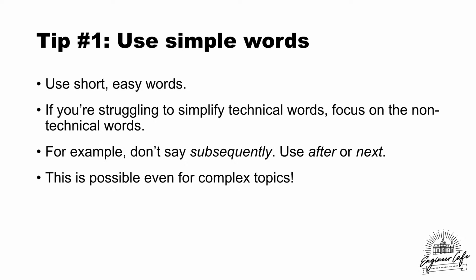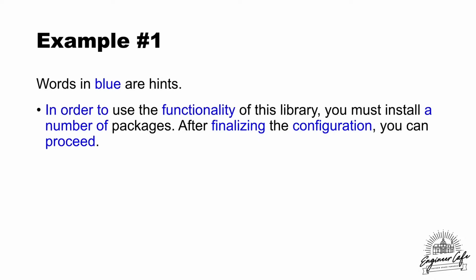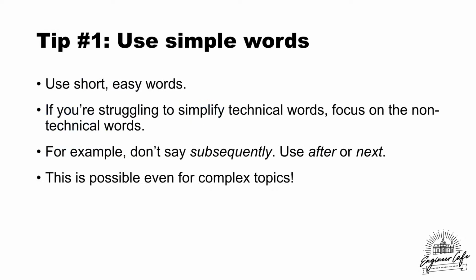So one of my recommendations is if you're struggling to simplify technical words, focus on the non-technical words. So actually, if we go back, say, like you said, it may be difficult to come up with an alternative for functionality, but you could probably figure out for "in order to", that maybe we can just say "to" instead. So even if your domain specific words are tough, you can always look at the other ones. Another example is, don't say subsequently. You can just say after or next or that sort of thing. And so this is possible even for complex topics. I promise, if you try hard, you can do it.